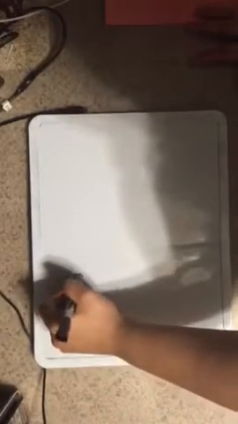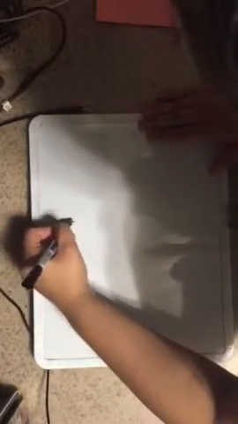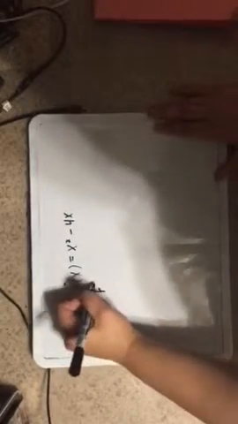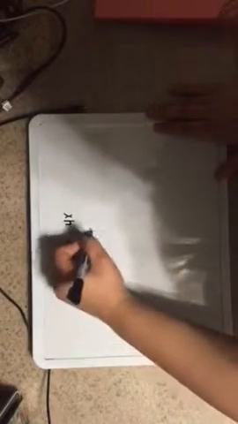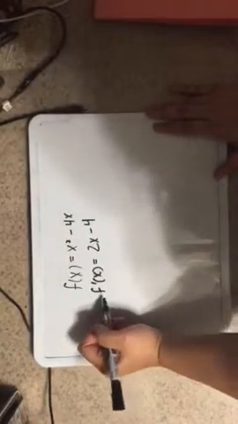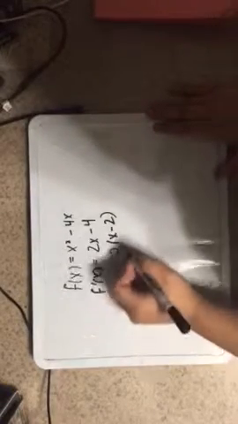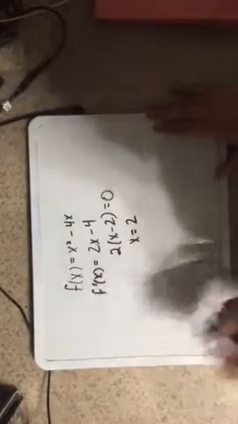Alright, sorry, let me set up my camera. Okay, so we're going to do f of x equals x squared minus 4x. Okay, we got that down. So let's take the derivative: f prime of x equals 2x minus 4, and then just factor out the 2: 2 times (x minus 2). If you set it equal to 0, your critical point is x equals 2.